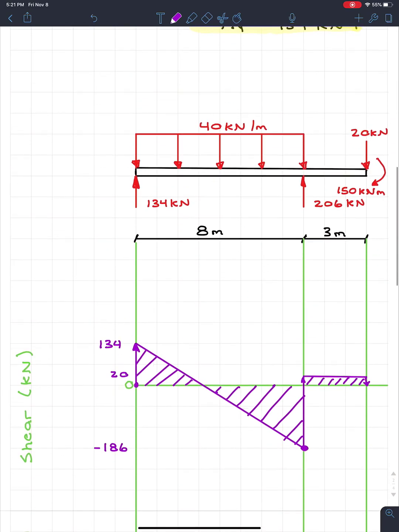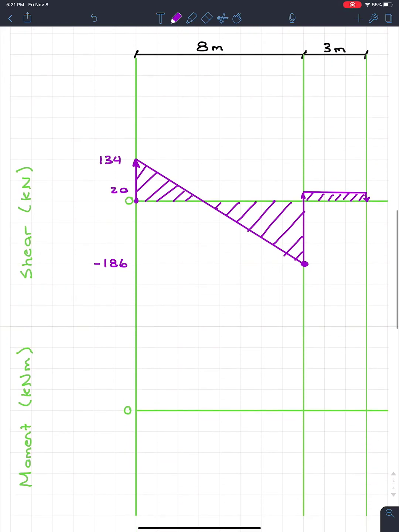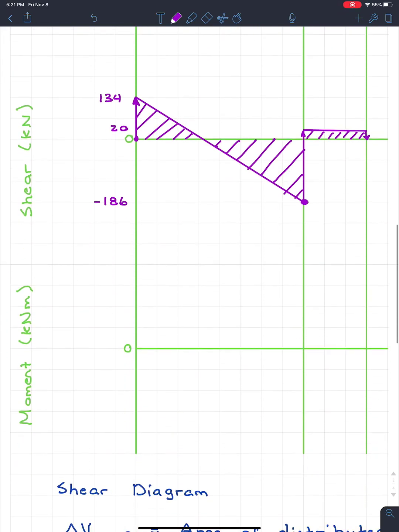If we have a distributed load, to find the change in the shear between 2 points, we just take the area of that distributed load. So it's great. And we come down, well, we can start moment now. So for moment, what we do is we start at 0, just like shear. And to find the change in moment between 2 points, we need to find the area under the curve.